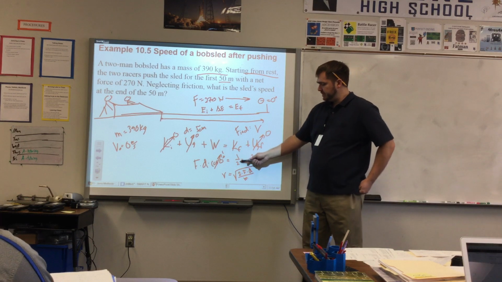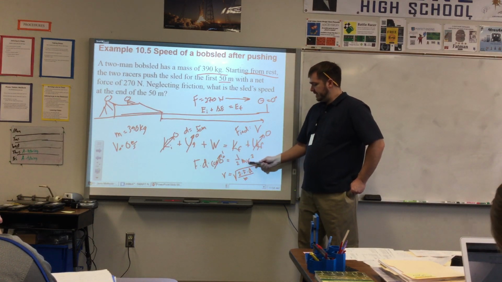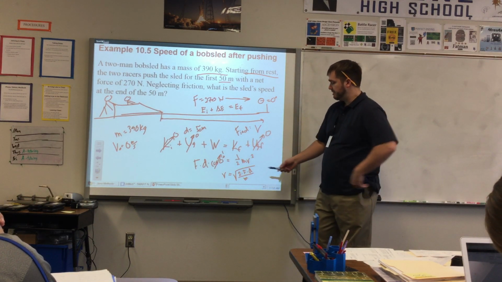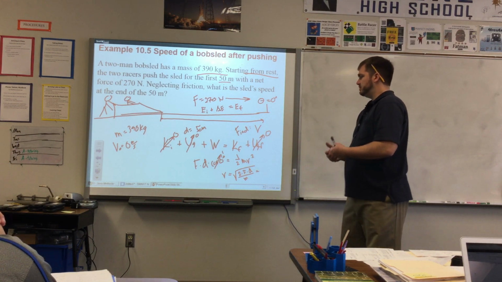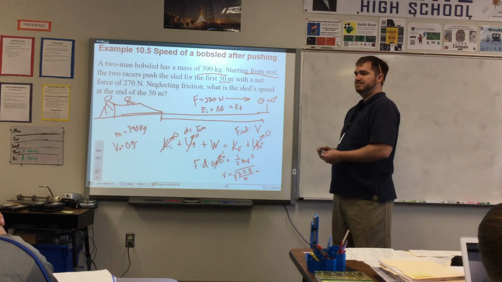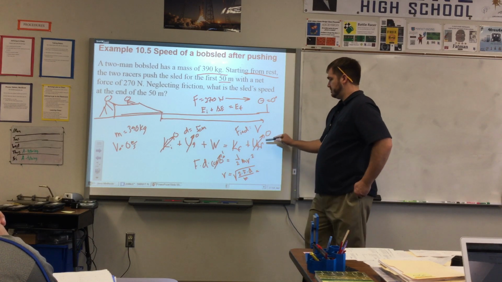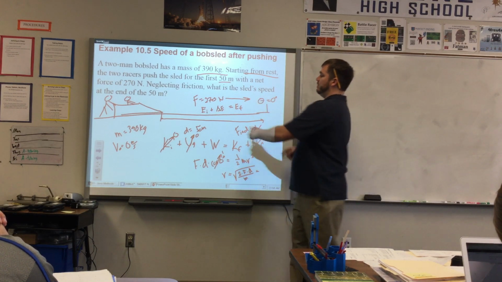Gracie, does that make sense? Multiplying both sides by the 2, dividing both sides by the mass? Yes. Okay, so I get that bottom part, but what does the E initial plus delta E have to do with it?